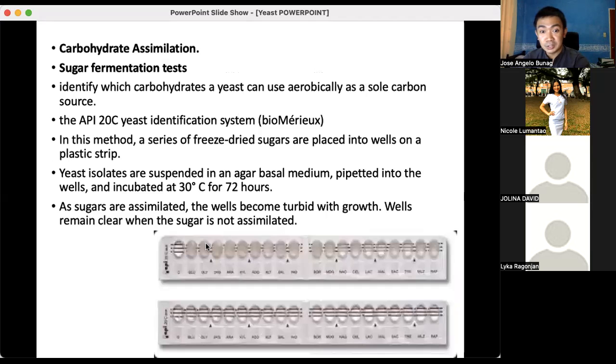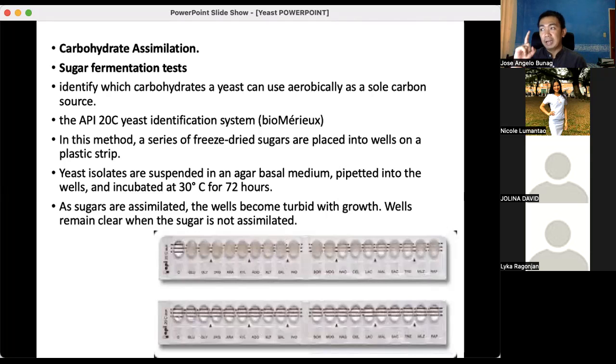May mga variations tayo ng API, or the API for Candida. It really depends on the manufacturer, but yung figure po na pinapakita po natin, this is from Biomerieux. We also have your MicroScan WalkAway system and also your Vitek. So it really depends on the laboratory that you are associated with, kung ano po yung mga automated machines that they are using in their reactors.